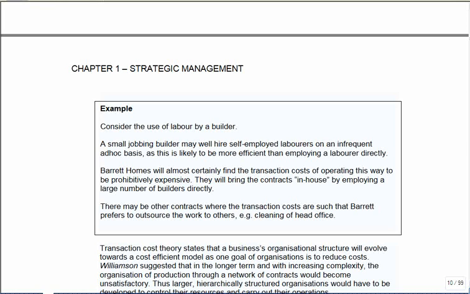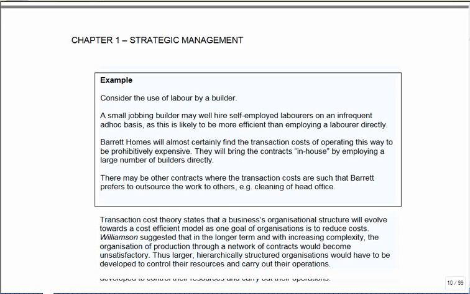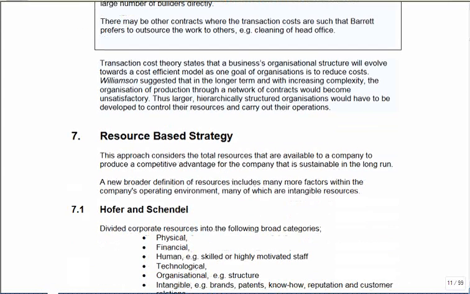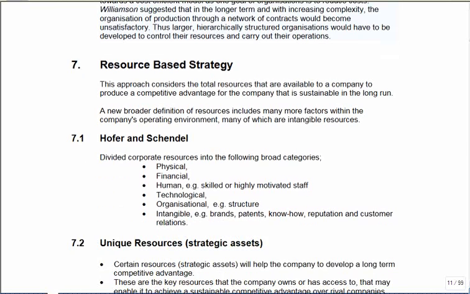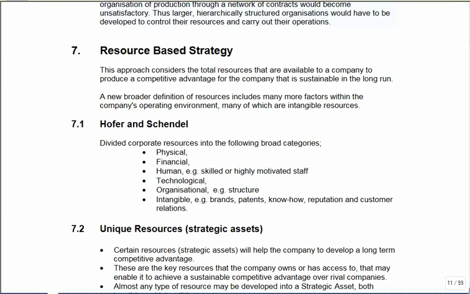And transaction cost theory is simply saying it doesn't mind how we do it, doesn't matter who does it, as long as it is the most efficient way of carrying out those transactions. So transaction cost theory, I say, works out what we do and what we get somebody else to do for us. We've then got the resource-based strategy.